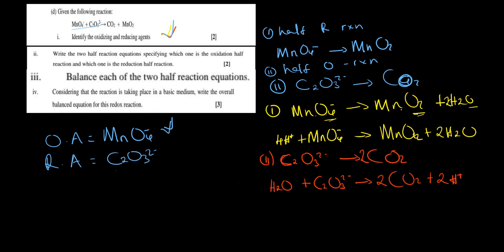We have already seen this. Okay, so that is it. So we have balanced the 2 half reactions. So we have gotten this one. Then consider the reaction is taking place in basic media. Write the overall reaction. For us to write the reaction in basic medium, we will write first the reaction in acidic.